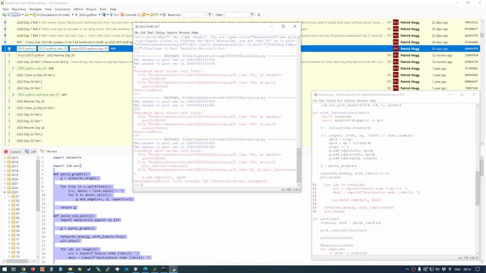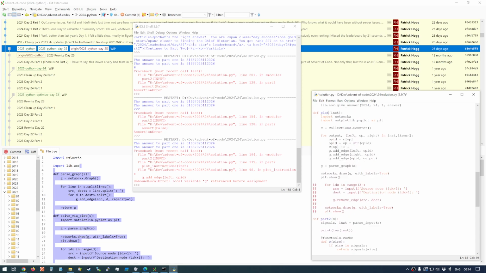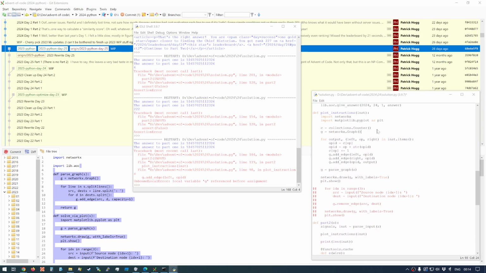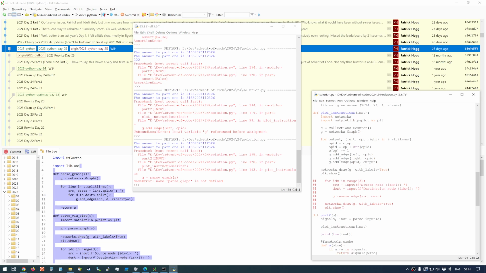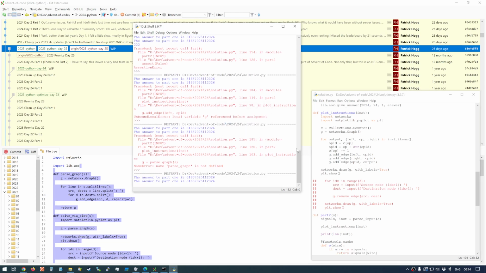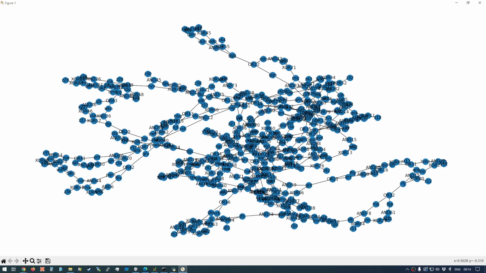G is reference before assignment. What did I break? I forgot to actually make my graph, didn't I? Oh, right. Ew. This isn't even remotely organized.